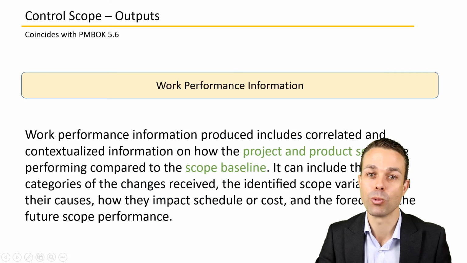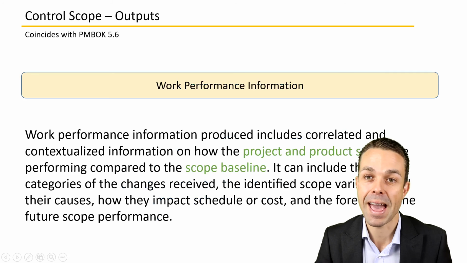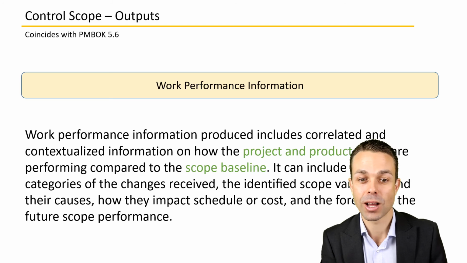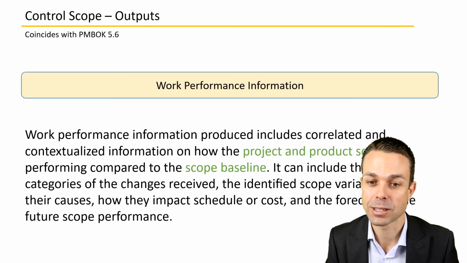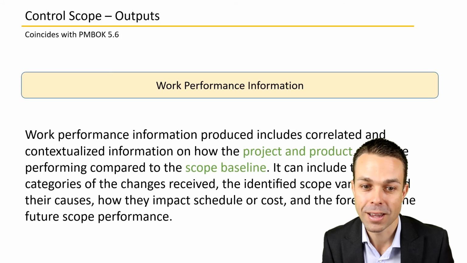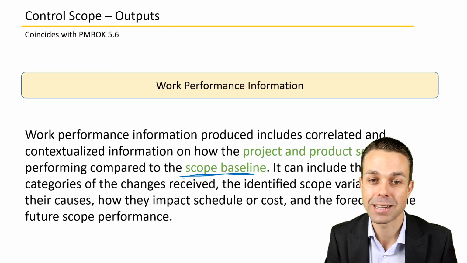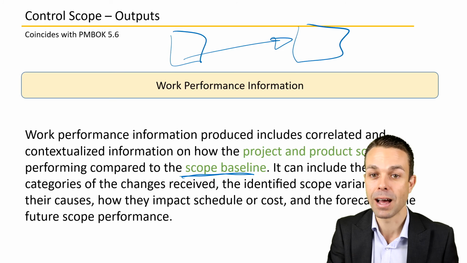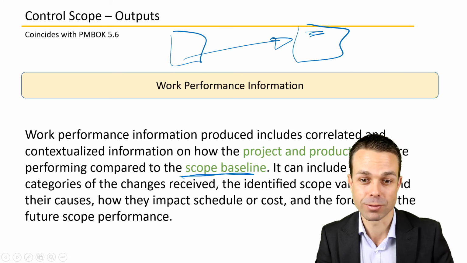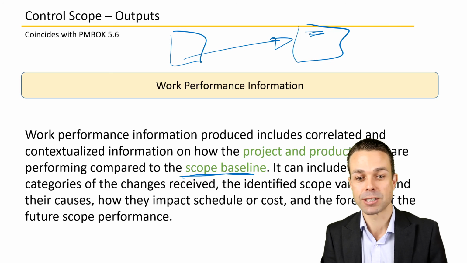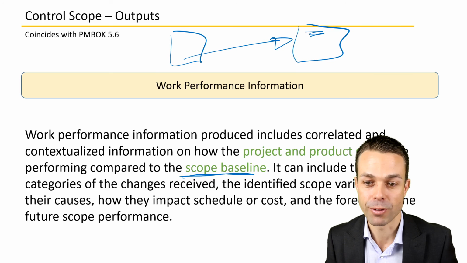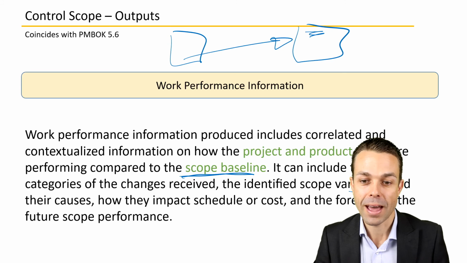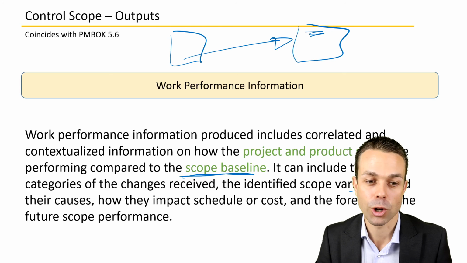Now, of course, we'll see work performance information as an output of this process too. This includes correlated and contextualized information on how the project and product scope are performing compared to the scope baseline. What did we agree initially versus what is happening? Are there lots of changes coming through, as we've seen? It can include the categories of the changes received, identified scope variances and their causes, how they impact the schedule or cost, and the forecast of the future scope performance.